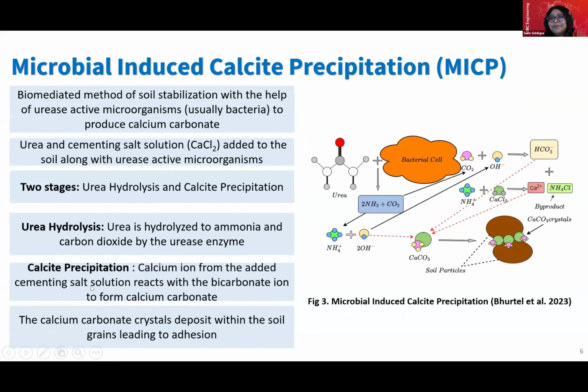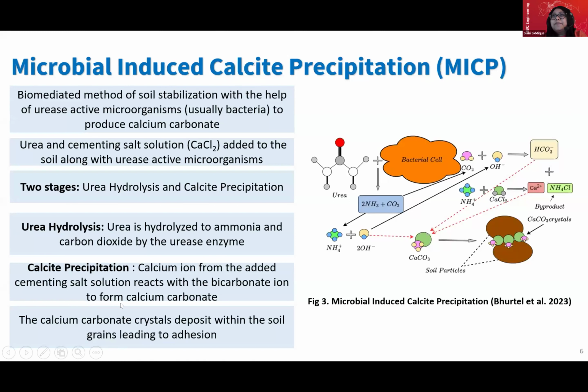I know that we are familiar with the MICP technique, but I just wanted to showcase the schematic diagram that we have developed based on our understanding of MICP. So what is MICP? It is a biochemical method for soil stabilization with the help of urease active microorganisms, usually bacteria, to produce calcium carbonate. Calcium carbonate provides the strength of the soil when we have the right combination of the media and the bacteria. Urea and a cementing salt solution like calcium chloride are added to the soil along with the urease active microorganisms.